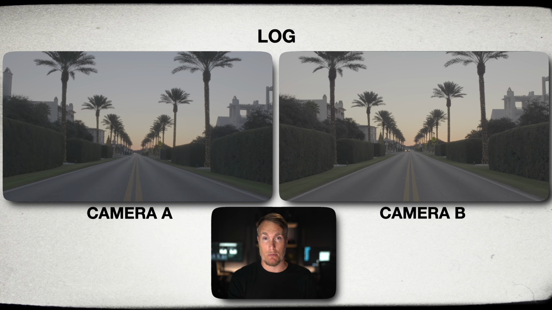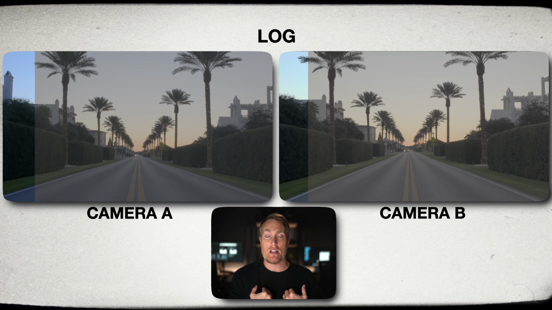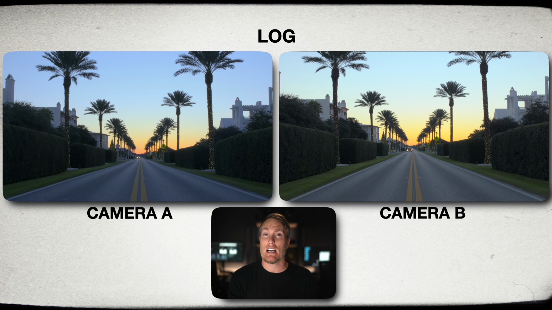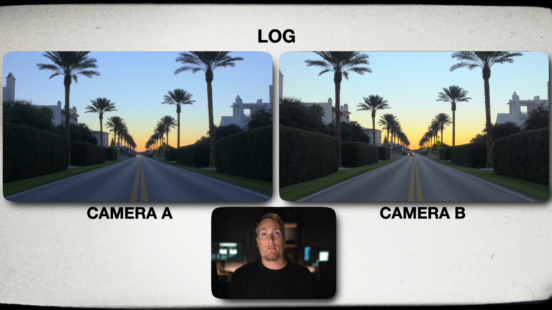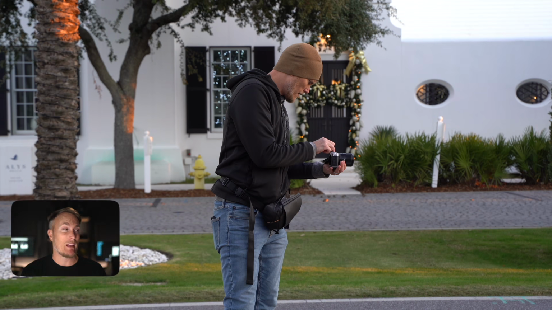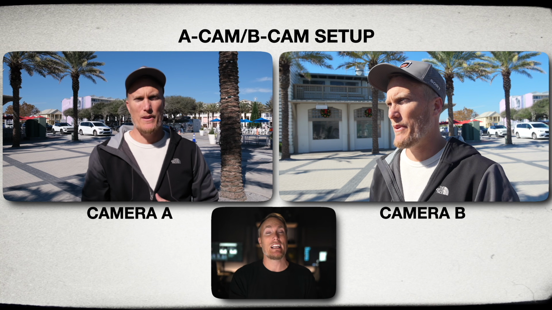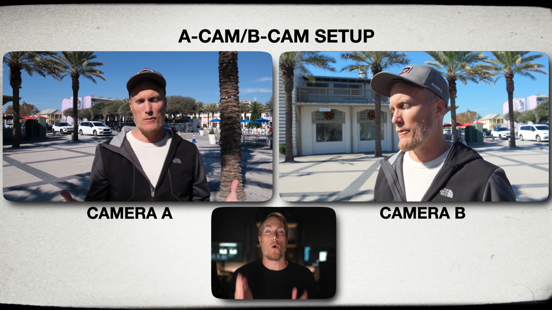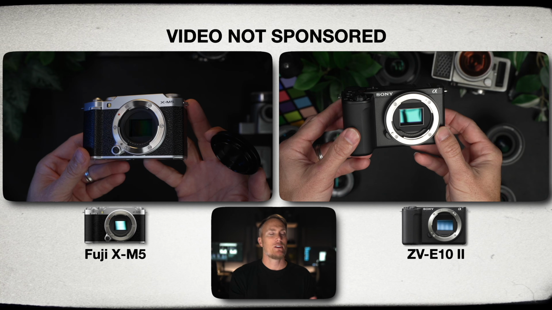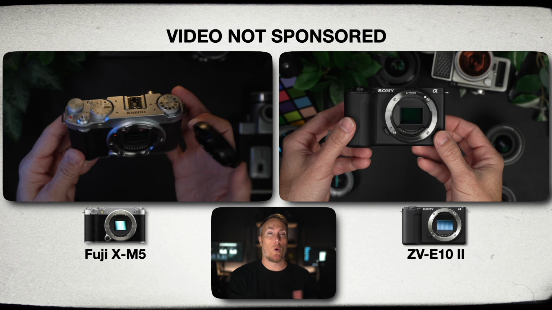However, when I switched both cameras over to their log profiles, the images appeared remarkably similar. Even after applying my Sony log conversion LUT to the X-M5, the results were still very close. If there's any color discrepancy at all, it may be attributed to my in-camera white balance settings. This indicates that both cameras would work effectively as an A-cam, B-cam setup, but only when shooting in log mode.